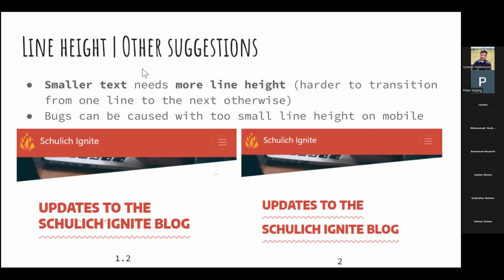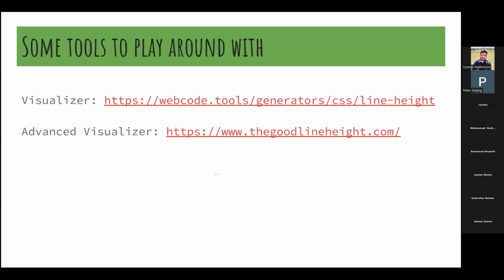So here we have line height. Smaller text might need more line height compared to the others. Like you can see here on the Schulich Ignite website, we have updates to the Schulich Ignite blog, but we have some text here that is kind of interfering with this text here. And then here they've updated it so that it's properly displayed. And there's some other tools you can use here, the visualizer and advanced visualizer. You can click on these links to see furthermore what they provide.